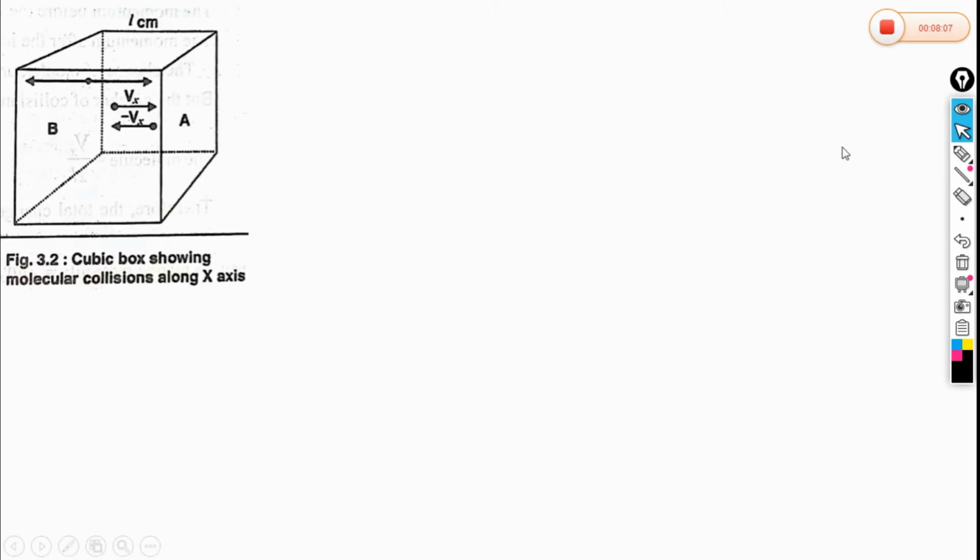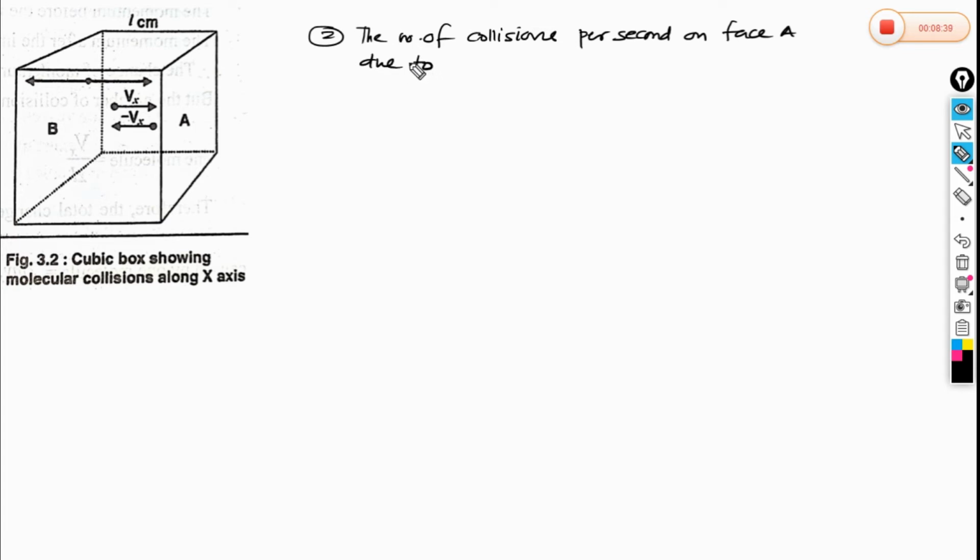Okay, let's move further. The second step is the number of collisions per second on phase A due to one molecule. We are considering only one molecule.